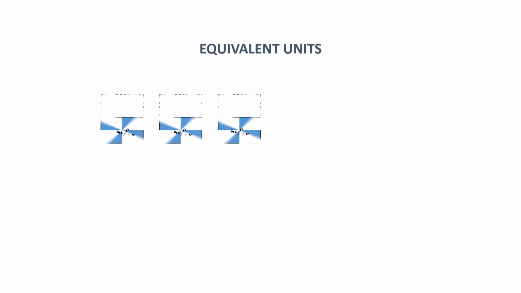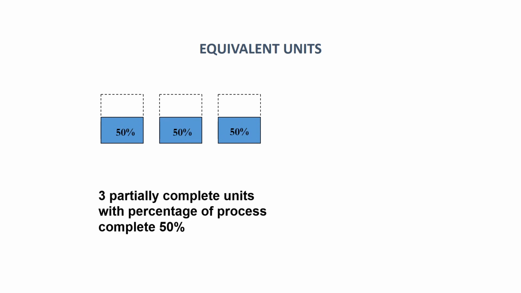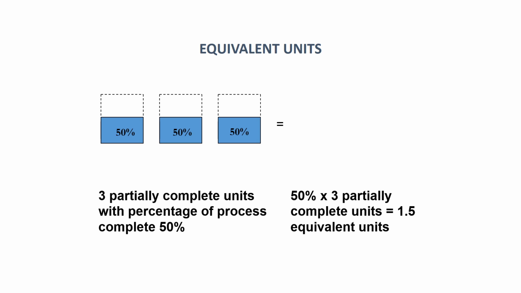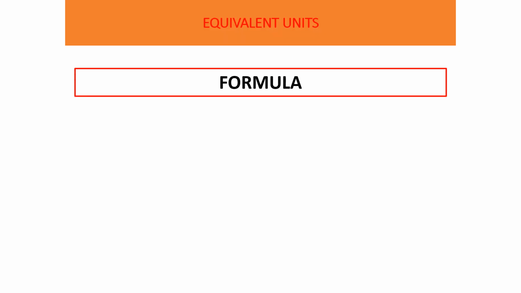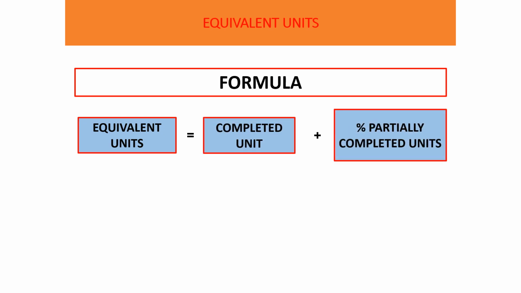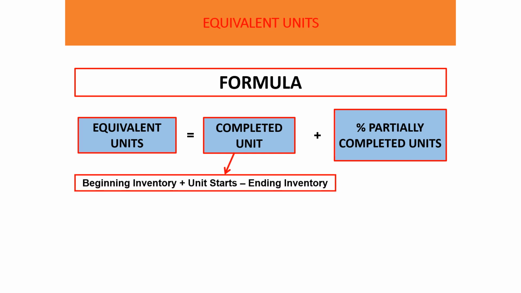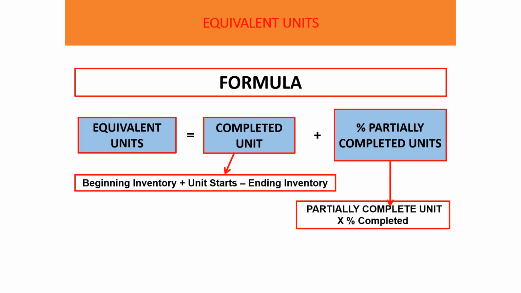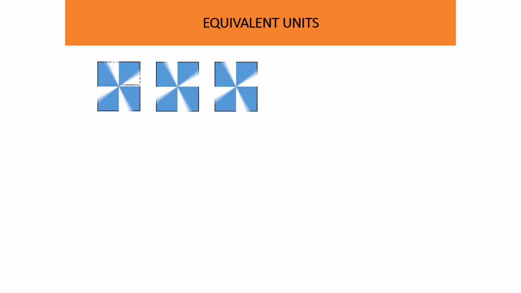The example to calculate the equivalent units: there are 3 partially complete units with 50% of the process complete. Therefore 50% x 3 partially complete units is equivalent to 1.5 complete units. So the equivalent units here is 1.5. The formula to find the equivalent unit is as shown: equivalent units equals completed units plus partially completed units times percent complete. An example to find the equivalent unit is shown.